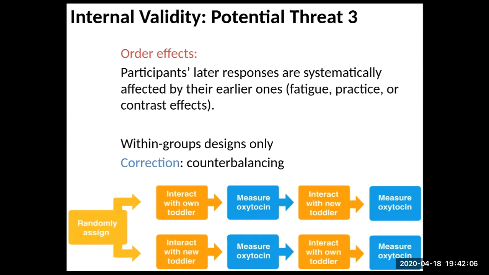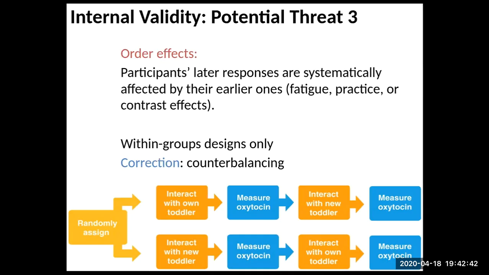So why would we want to counterbalance for this and control for it? Well, because if we just look at the top row, maybe we can get them to interact with their own toddler first and then measure their oxytocin, and then maybe half an hour later or so, have them interact with a new toddler and measure oxytocin. Why might there be a problem here? If you're thinking about it, and because I don't have anybody to call on, it's because oxytocin levels may stay high if you're interacting with your own toddler. And so that may contrast or carry over to the new toddler.